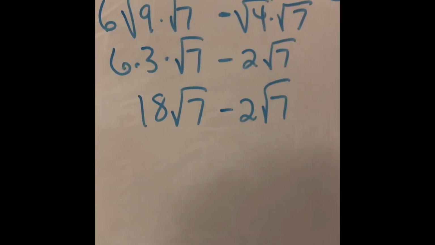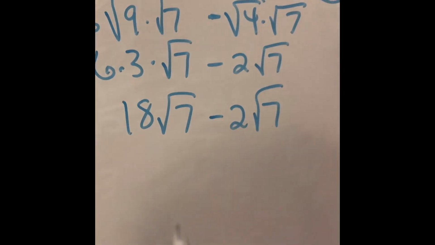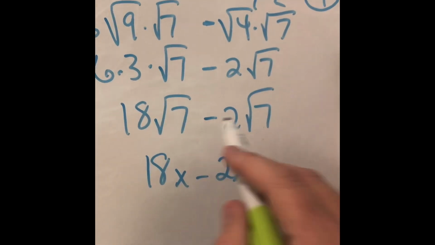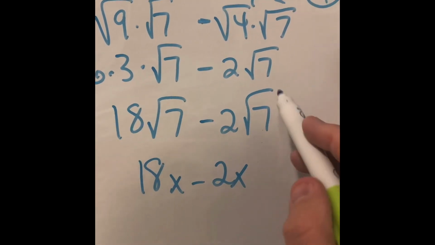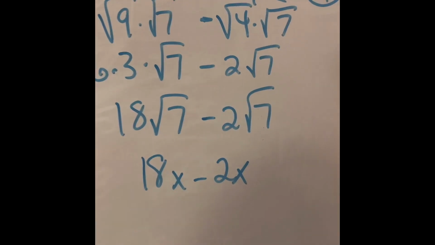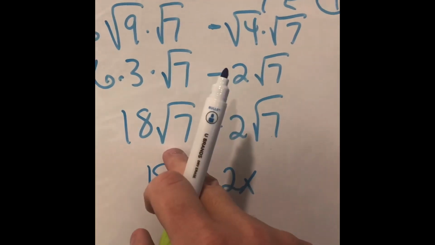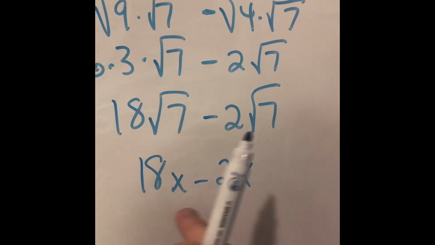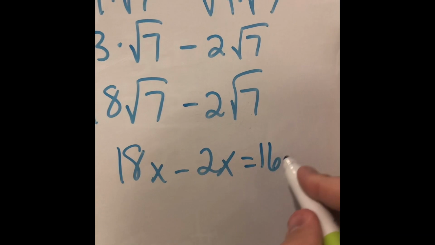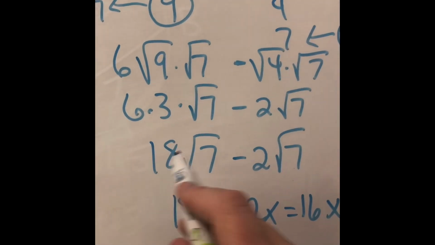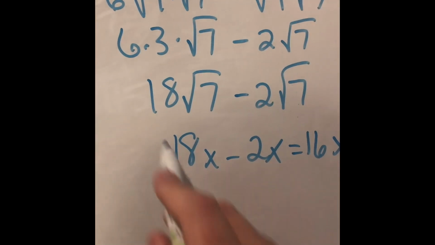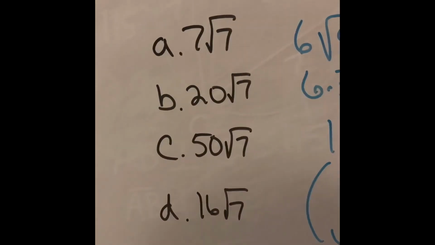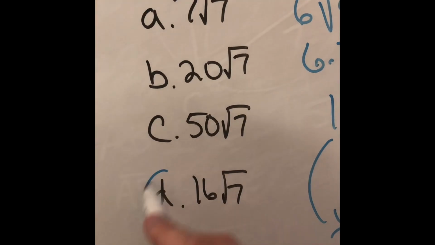Now, whenever you do these with square roots, you would treat this like you were treating 18x minus 2x, because they're exactly the same under the square root sign. If they weren't the same, we wouldn't be able to combine them. But since what's underneath the square root sign is exactly the same, we can combine them. We could treat this like it was 18x minus 2x, which would just be 16x. So here we would go 18 minus 2 is 16, and then the square root of 7 doesn't change. And if we come over to our answers, that answer is D.